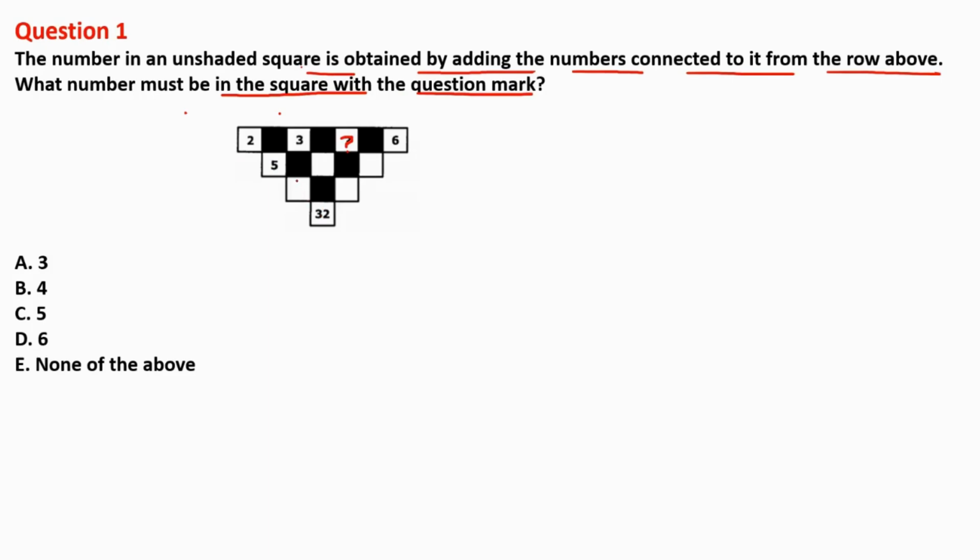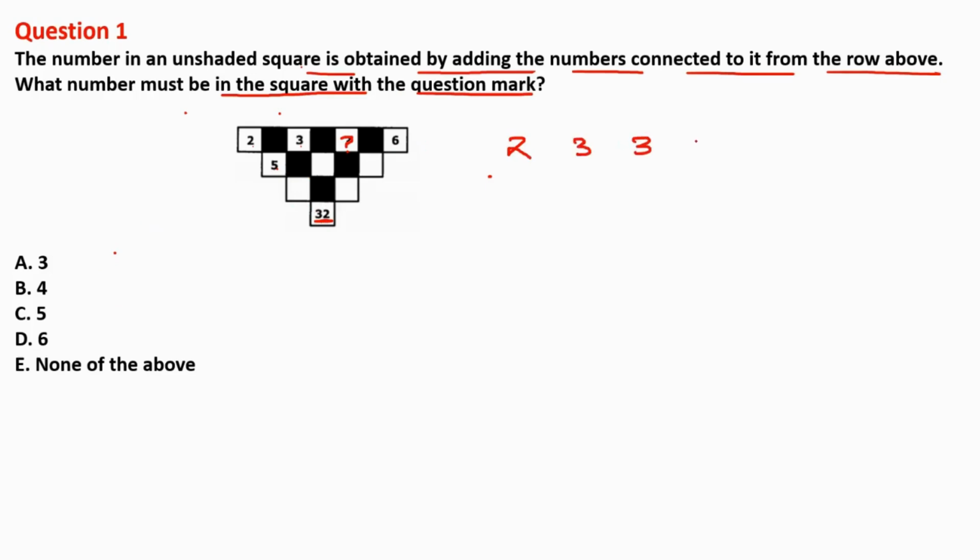So we need to reverse calculate, because when we are adding, we are getting the number below. We know the final total, that's 32. When you reverse the operation, the easier method of doing it is the trial and error method. Since we have options over here, the first option is 3. Let's try completing the figure with 3.